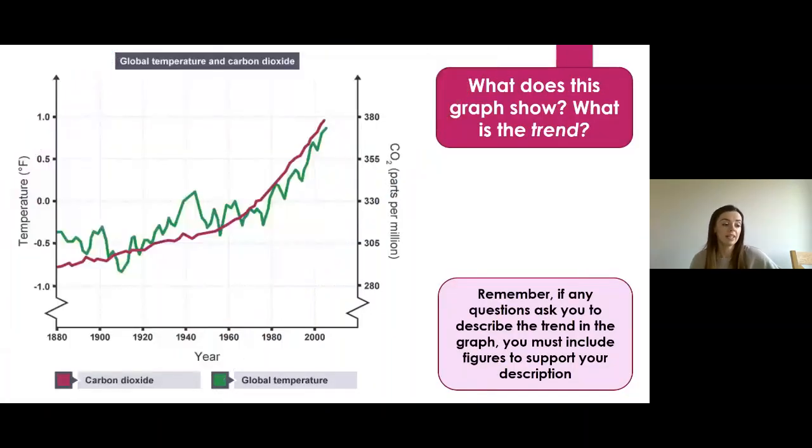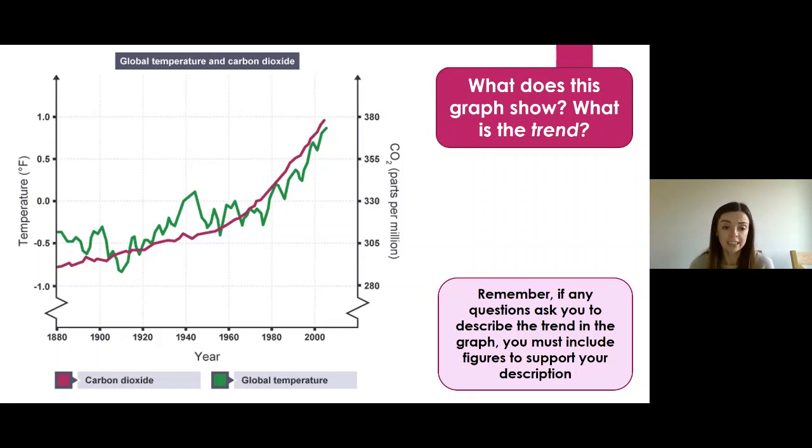Okay, so here we have a graph which shows the link between the carbon dioxide, which is the purple line, with the global temperatures, which are the green line. So the question on the screen is asking, what does this graph show? What is the trend? Now, this is a classic geography question when you've got to describe the pattern in the graph. Remember, if any question asks you to describe the trend in the graph, you must include figures from the graph to support your description.